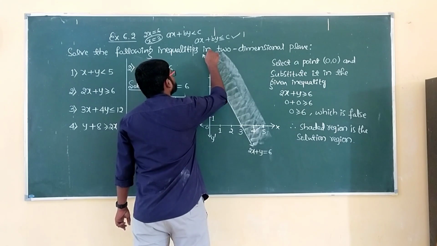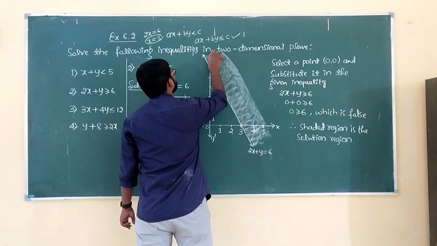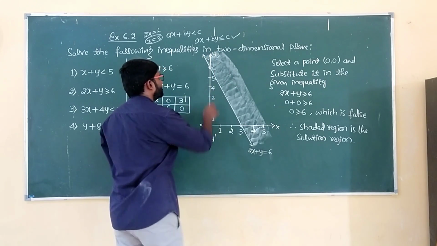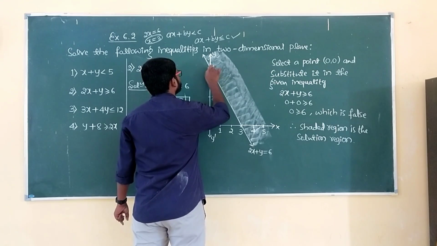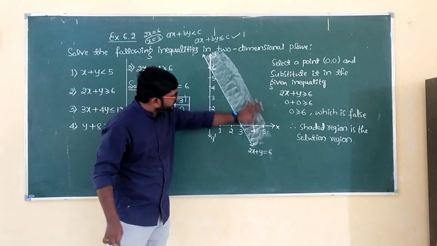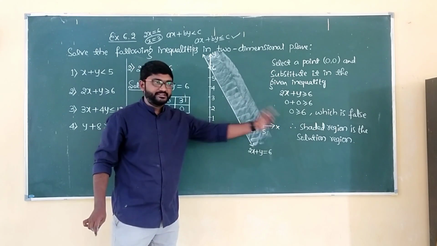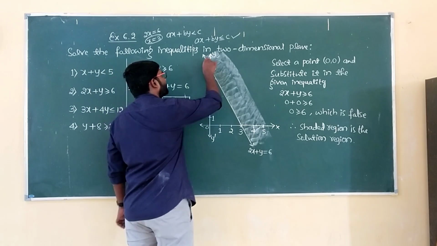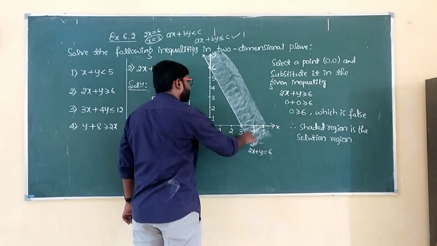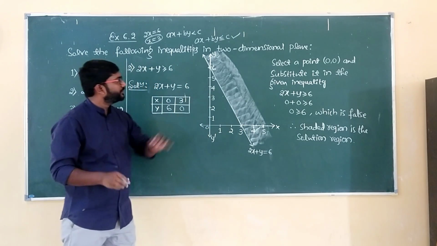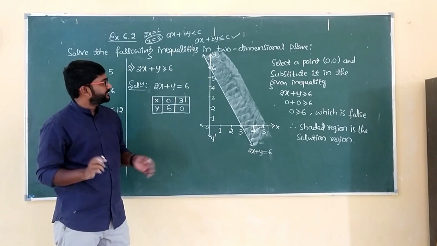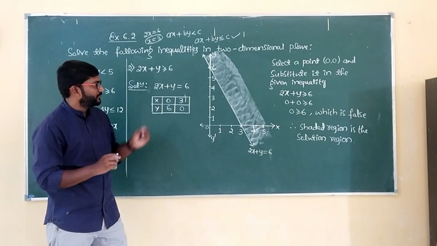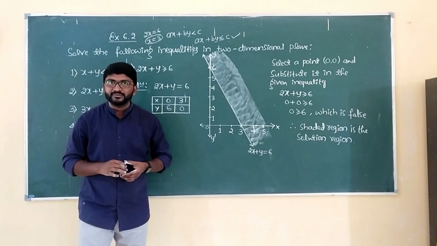And this is y axis, this is x. So this shaded region is going to be the solution region, and since it is a slack inequality, we can consider points on this line. So those points are also belong to the solution region. So this is regarding question number 2. Note down this and then we'll move on to question number 3.